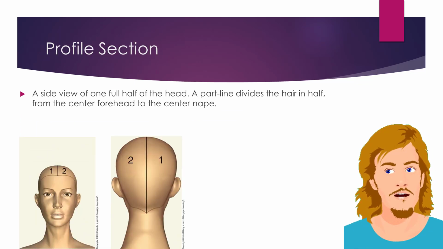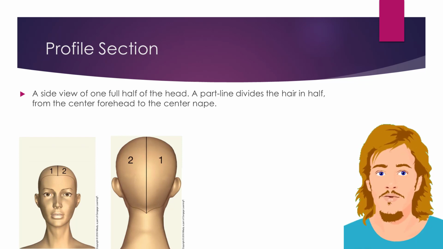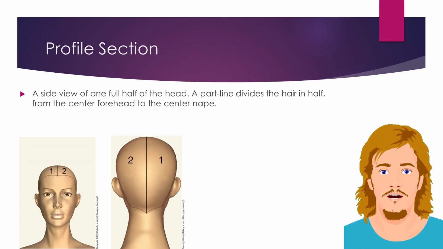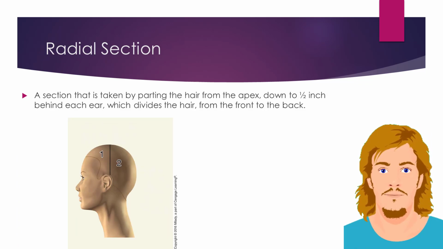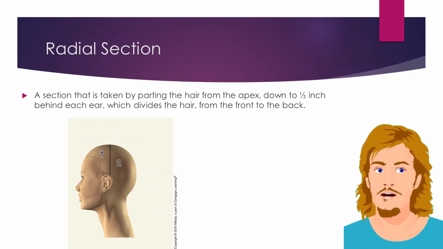A profile section is a side view of one full half of the head. A part line divides the hair in half, from the center of the forehead to the center of the nape. A radial section is one that is taken by parting the hair from the apex down to 1/2 inch behind each ear, which separates the hair from the front to the back.